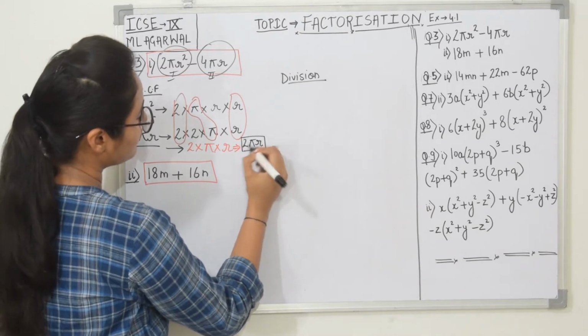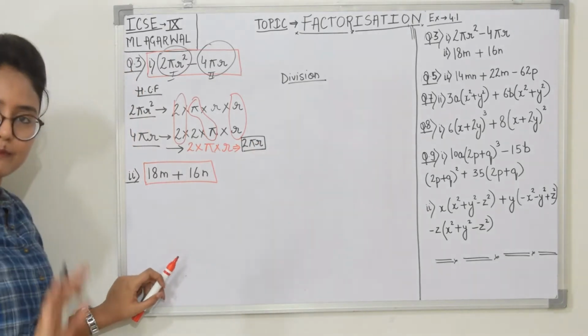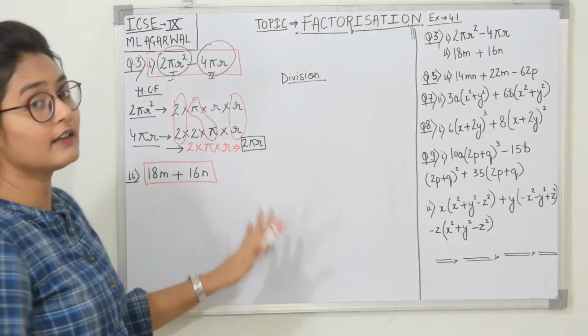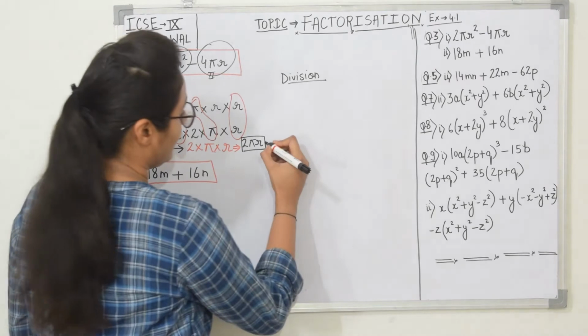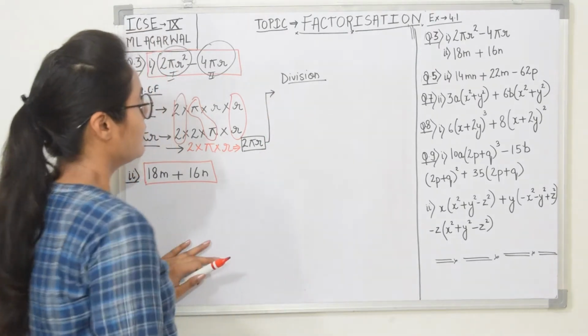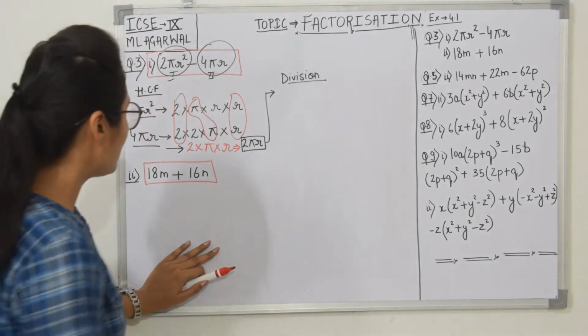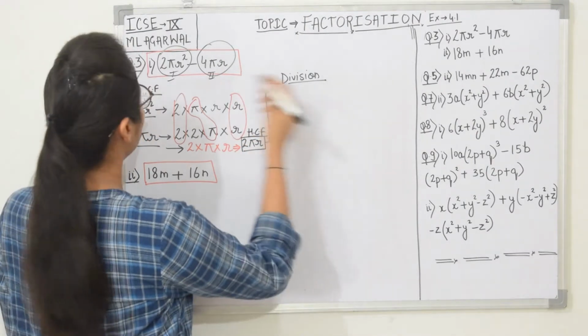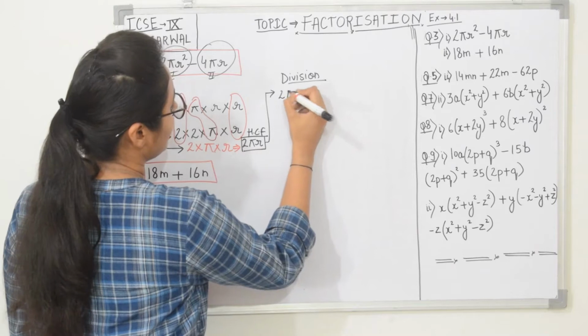Don't get confused, just follow the same method and you will get your answer as it is. Just consider it as a variable. I am saying it again and again, don't get confused about these things. Now we have got our HCF, 2 pi r. We have to divide it now with each and every term.